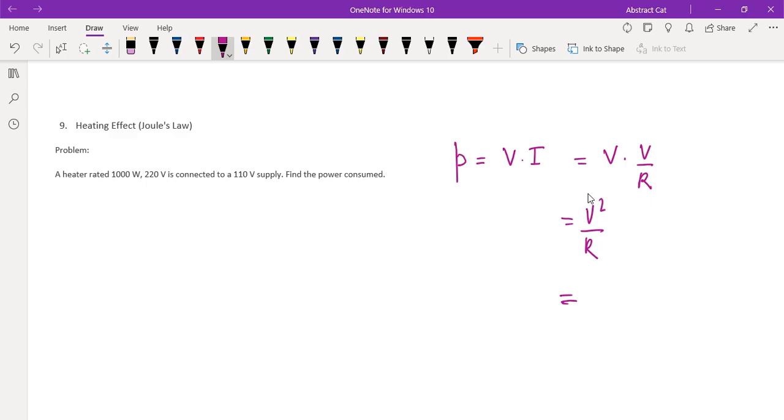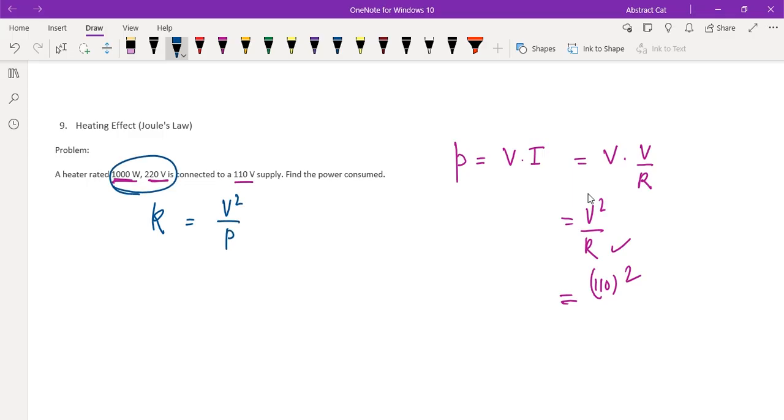The heater is rated 1000 watt, 220 volt, and it is connected to a 110 volt supply, so here we use 110 volt square. We need to find the value of R. How to find R is very important. R equals V square by P. A similar concept is used here.